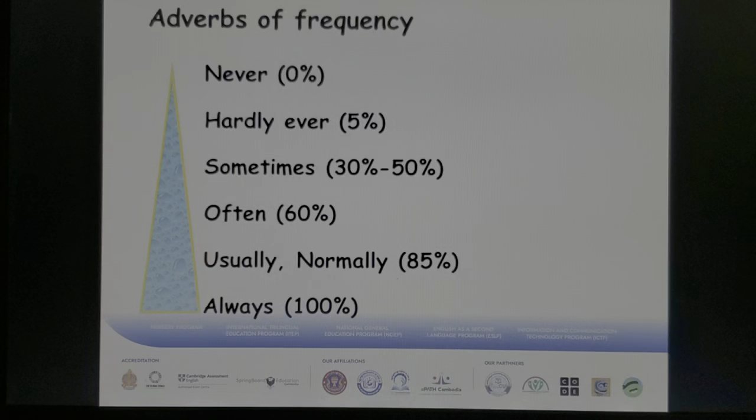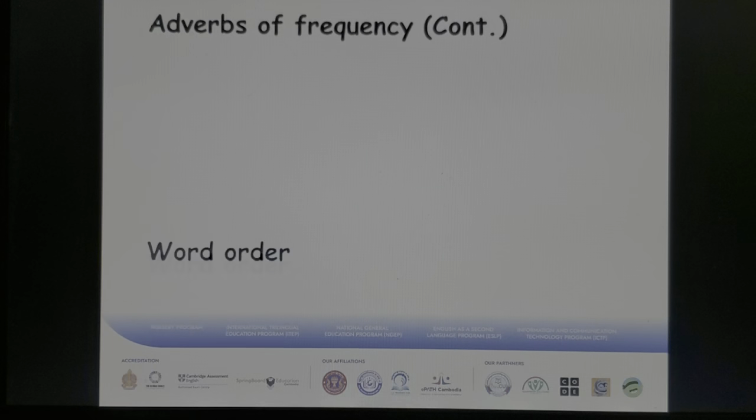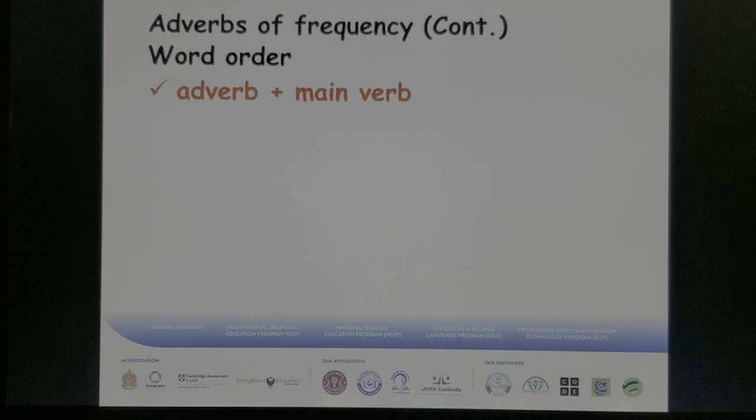But the important question is: where do adverbs of frequency stand in the sentence? So, word order here. For all the adverbs of frequency you have seen so far, never, always, usually, sometimes, hardly ever, normally, often, the rule is: adverb of frequency, and then main verb.